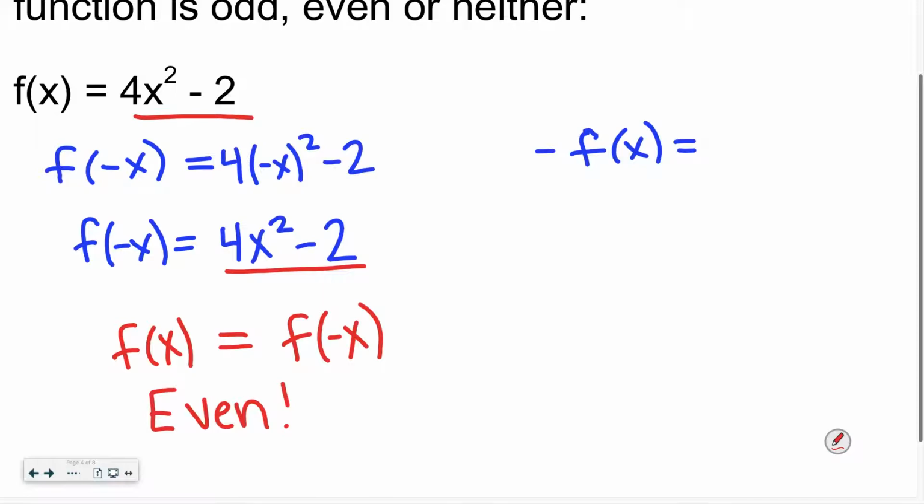I'm not even going to worry about this over here because it's even, it's not going to be odd. Saves us some work. Okay? So when did the negative x become positive? When we square a negative, it goes away. If we were to cube it, it would have to stay negative. All right, so let's try this one more time.